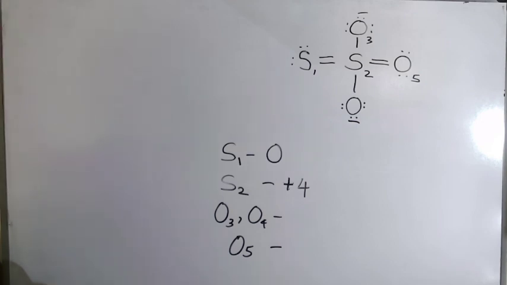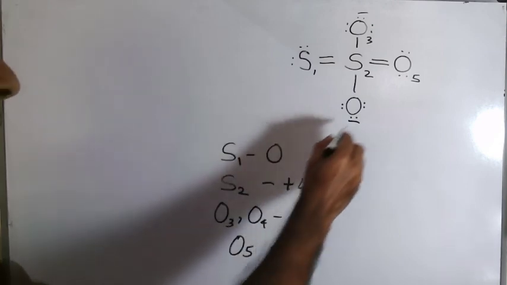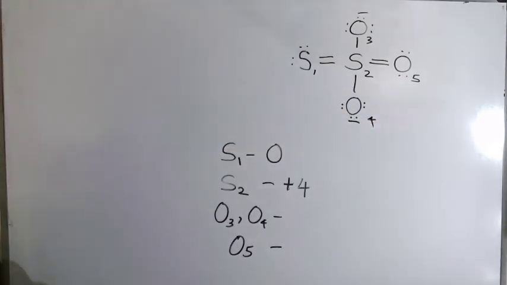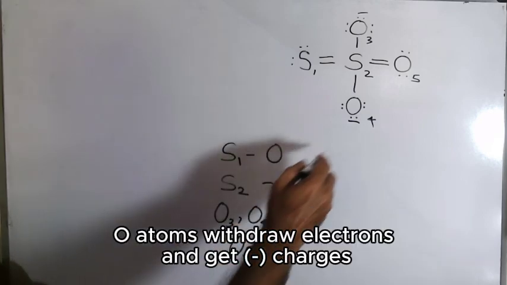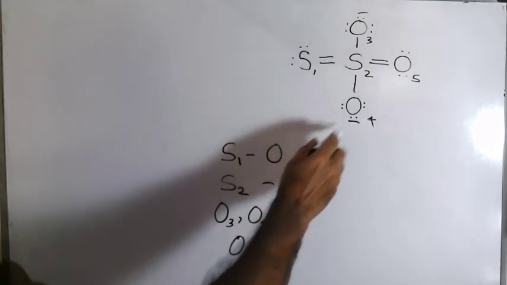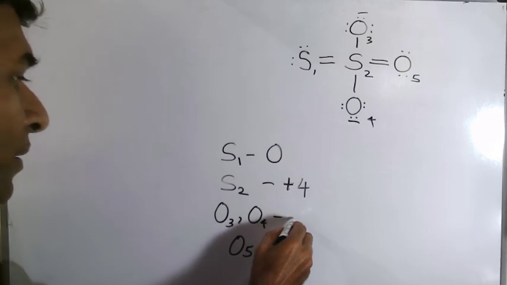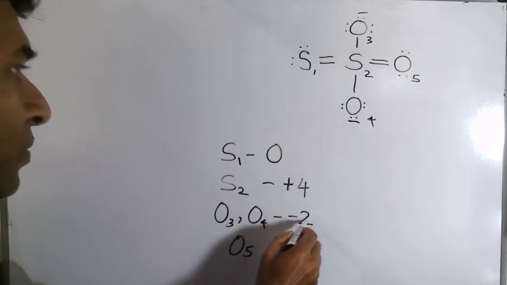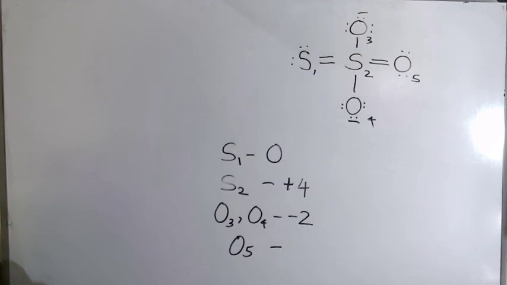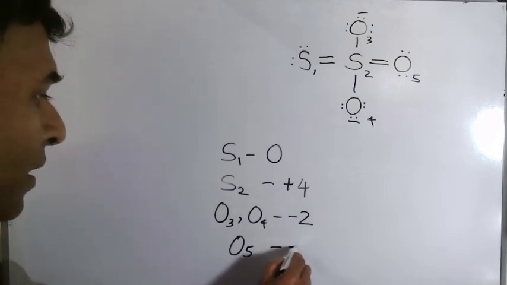When we come to oxygen atoms number 3 and 4, oxygen withdraws electrons, so oxygen gets an extra negative charge. With the negative charge already on each oxygen atom, the oxidation number should be minus 2. They have the same number because they have the same electron configuration. When you come to oxygen atom number 5, it's a double bond. Through this double bond, oxygen withdraws an extra 2 electrons, so it is again minus 2.